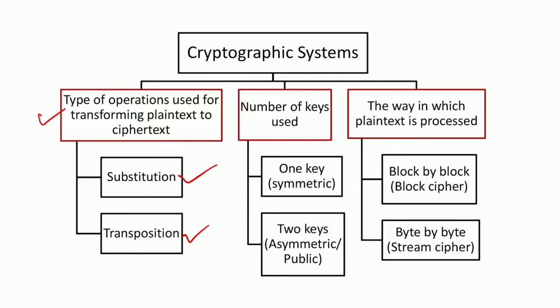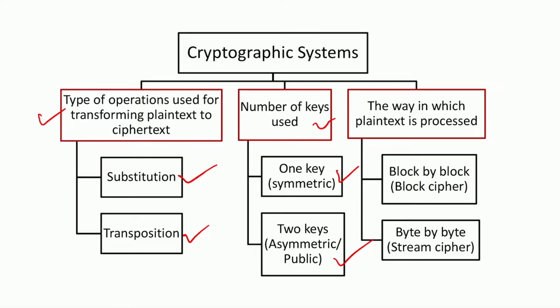Number 2 is the number of keys used. If both the sender and receiver use the same key for encryption and decryption, it is referred to as symmetric, single key, secret key, or conventional encryption. On the other hand, if the sender and receiver each use a different key for encryption and decryption, the system is referred to as asymmetric or public key encryption.